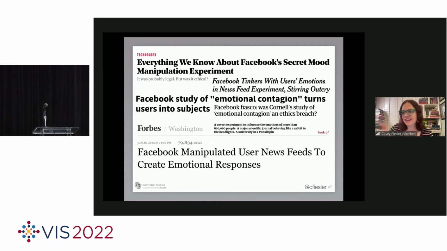Some of the media portrayals of it were a little bit overblown, in my opinion, in terms of what actually happened, in part because it didn't necessarily explain the study very well. But people were very upset about it.